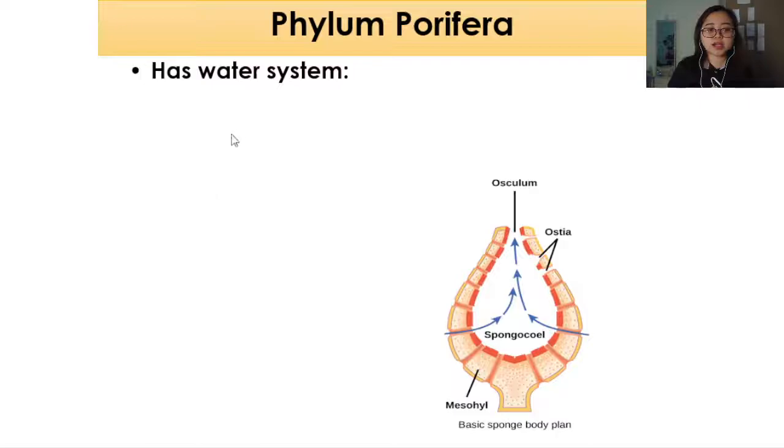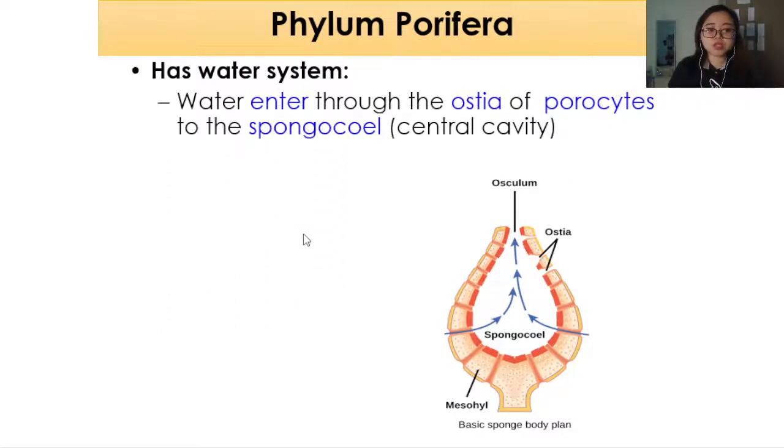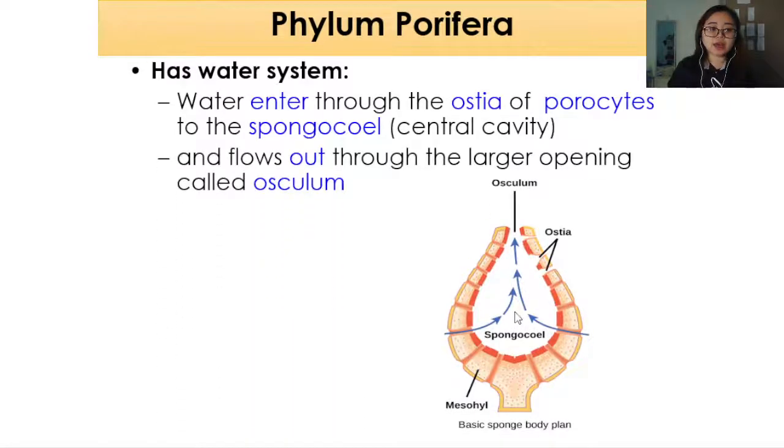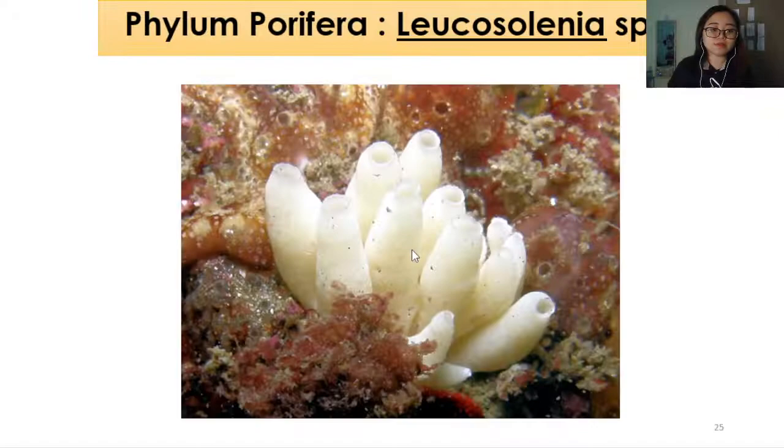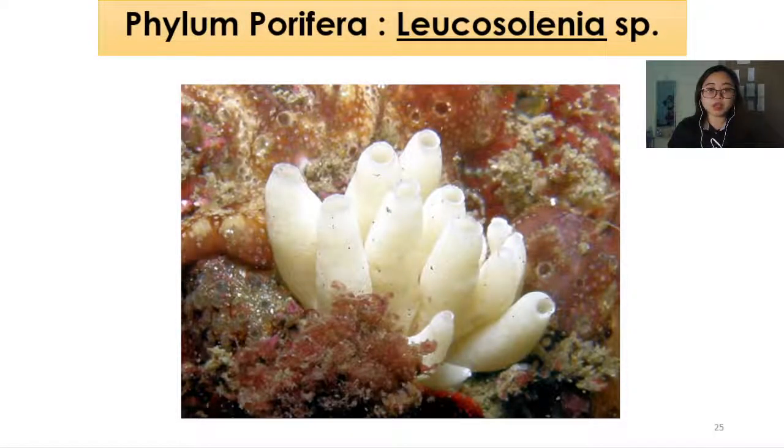Phylum Porifera has a water system. The water system, as I have mentioned several times in this video, is when the water enters through the ostia of porocytes to the sponge cell or the central cavity and then flows out through the larger opening called the osculum. So dari tepi-tepi, pergi tengah, dan keluar ke atas. And that is pretty much it that you need to know about Phylum Porifera.